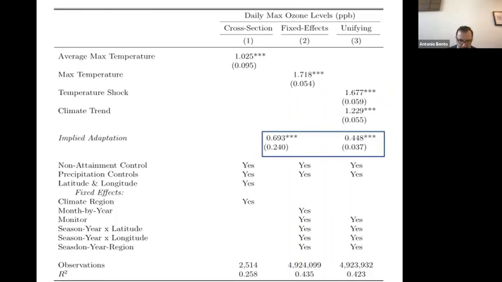Now, when we look at adaptation, what we see is that the implied adaptation, measured by the difference between the shock and the trend, is now 0.448 parts per billion. And so this immediately shows you one of the potential problems of the fixed effects approach, which is not inclusive of adaptation. And so if you ignore adaptation, you are de facto overestimating climate penalty by more than 40%.